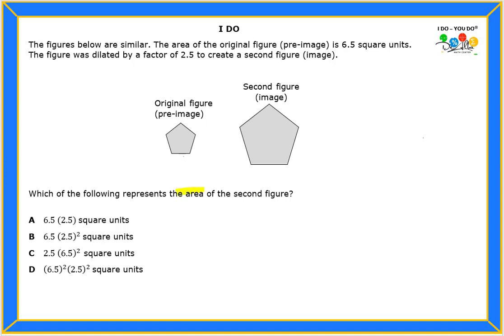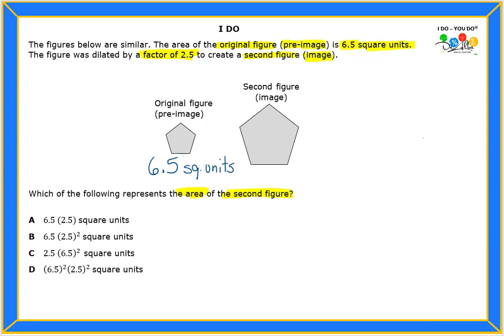So we're looking for the area for the second figure, right? And my second figure right here is my image, right? My original figure is actually my pre-image, right? And it's telling us that the area was 6.5 square units and it was dilated by a scale factor of 2.5. So let's write down all this information. My original figure, which is my pre-image, is 6.5 square units.